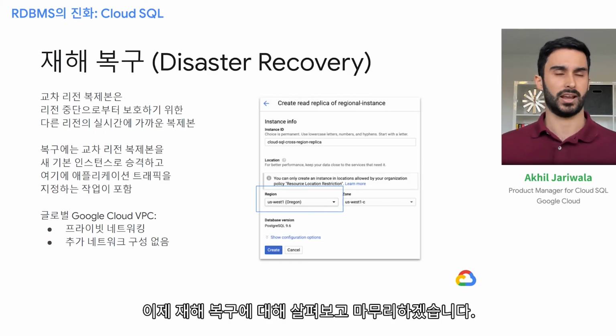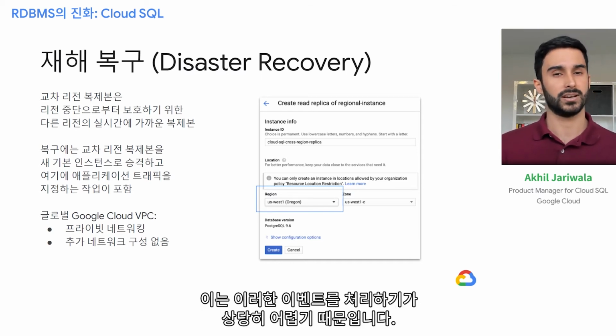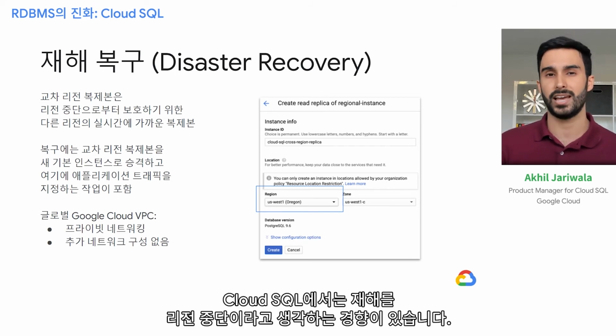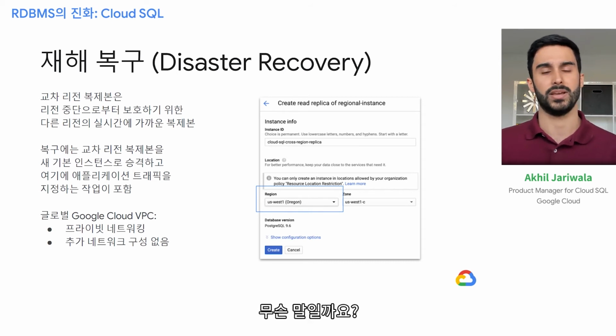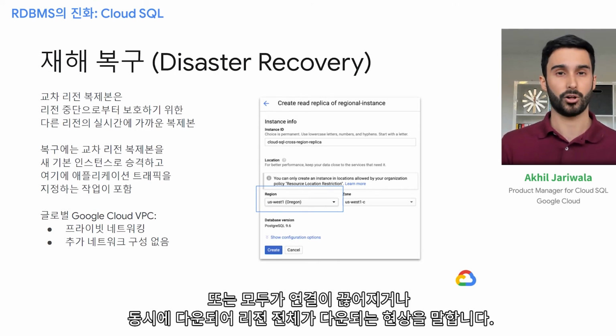Let's round out by talking about recovering from disasters. Enterprise IT professionals spend a good deal of time planning for recovering from disasters because these events can be very difficult. At Cloud SQL, we tend to think about a disaster as a regional outage. What does that mean? A regional outage is when multiple zones in a region, or maybe even all of them, lose connectivity or are down at the same time, such that the entire region is down.